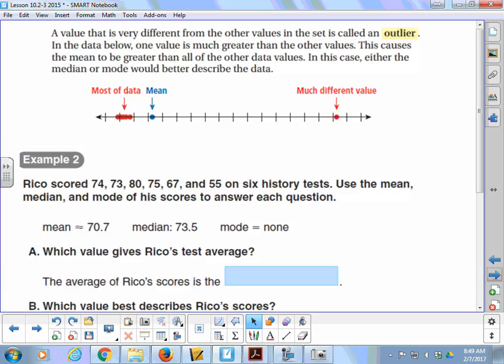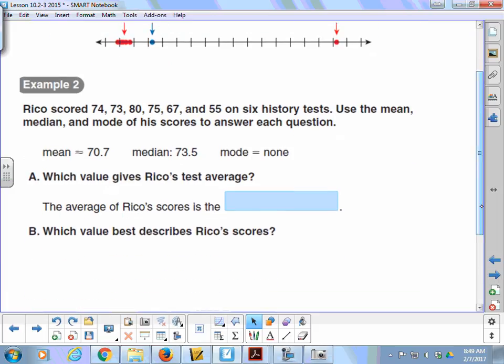Right? So here we've got Rico, who scored these 6 scores on his history test: 74, 73, 80, 75, 67, and 55. Use the mean, median, and mode of his scores to answer each question. So they gave them to us. Here's the mean, here's the median, here's the mode. The question is, which value gives Rico's test average? Well, what's his test average? An average is always the mean, right? So his average is 70.7.